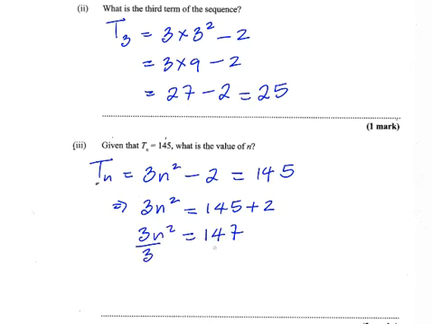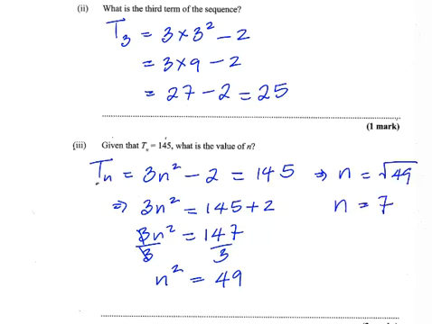Divide both sides by 3. And we're going to have n squared is equal to 49. The opposite of square is square root. So therefore n is equal to the square root of 49. So n is equal to 7. So if the nth term is equal to 145, n is equal to 7. Alright, let's go to the next part of the question.